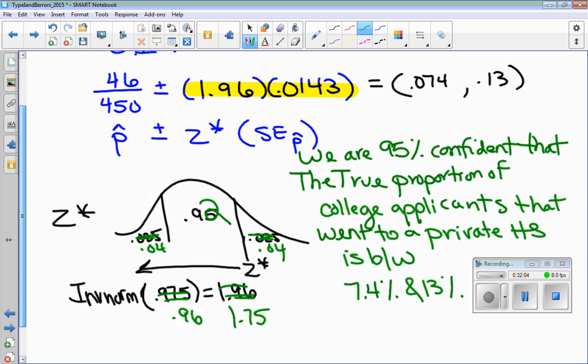Now, that is not, that's on the back, sorry. It's not the p-value interpretation, but we'll talk about that in a minute. All right. Let's flip it over. Let's look at the back.